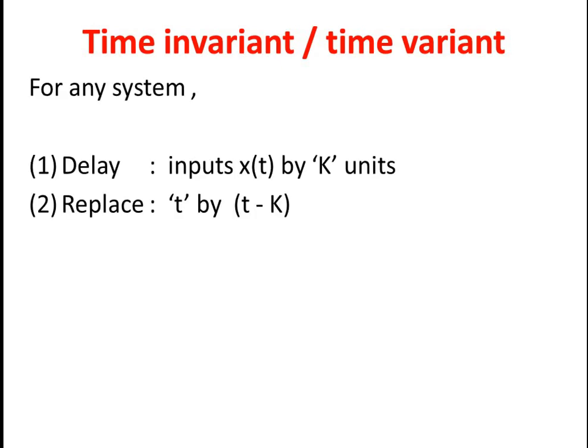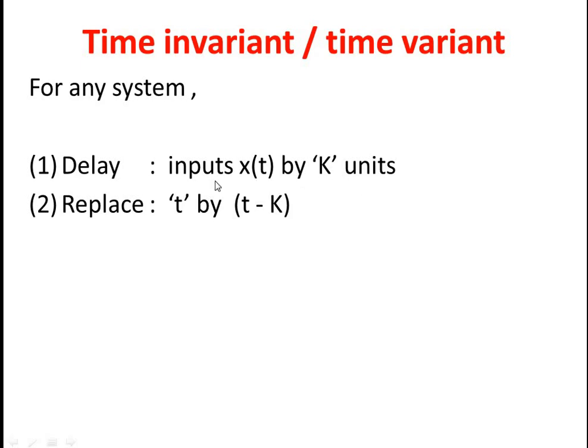For any system, if you want to check time variance or time invariance, we have to check these two conditions. First, we have to apply a delay to the input. We have an input x of t, and we delay that input by k units. Delaying means we substitute x of t as x of t minus k. Delay means a minus sign. You delay only the input, not the t value. We delay only the input value by k units.